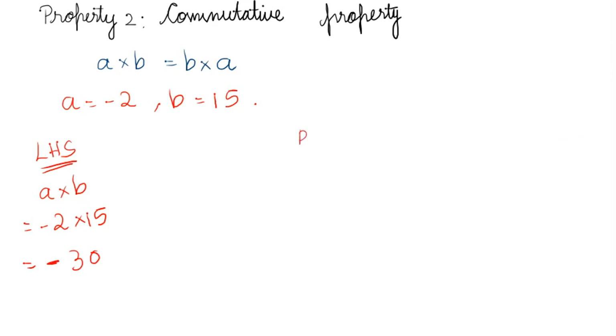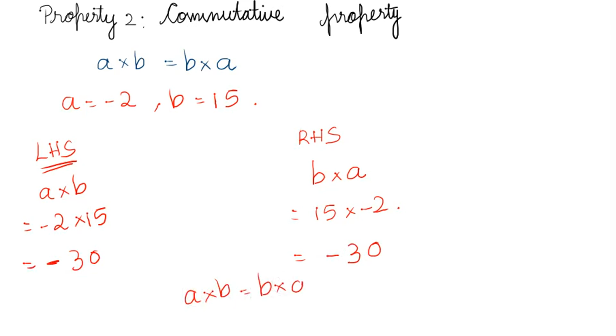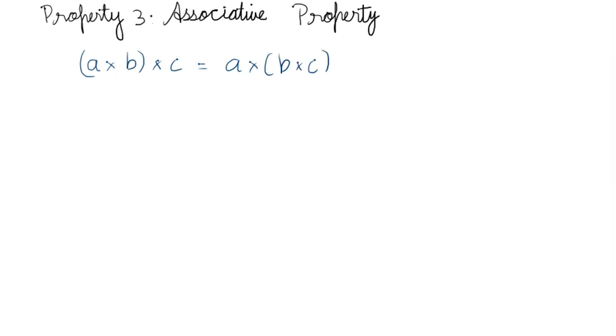Now let's check it out for our RHS. Our RHS is nothing but b into a, so that is 15 into minus 2. Again you have plus into minus, which is minus, 15 into 2, which is 30. From this you can see that your LHS is equal to RHS, which means a into b is equal to b into a. Now we'll see the next property.